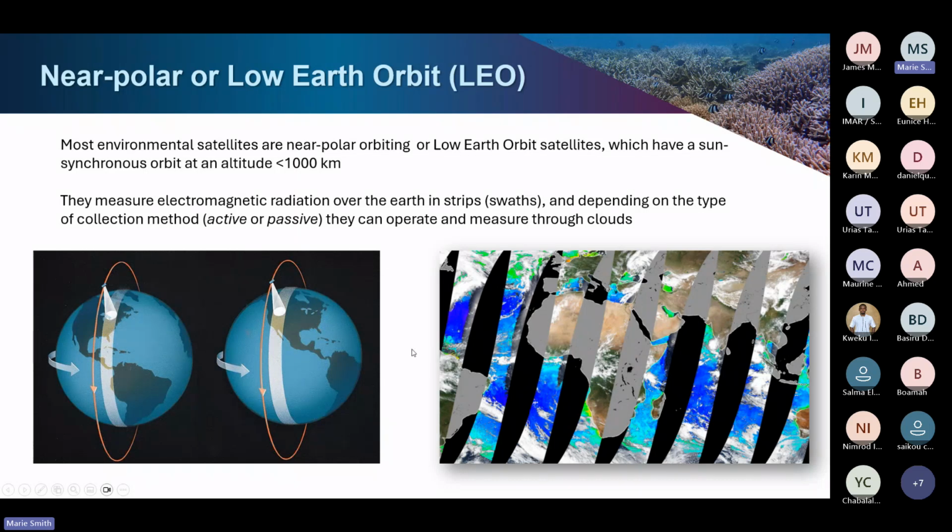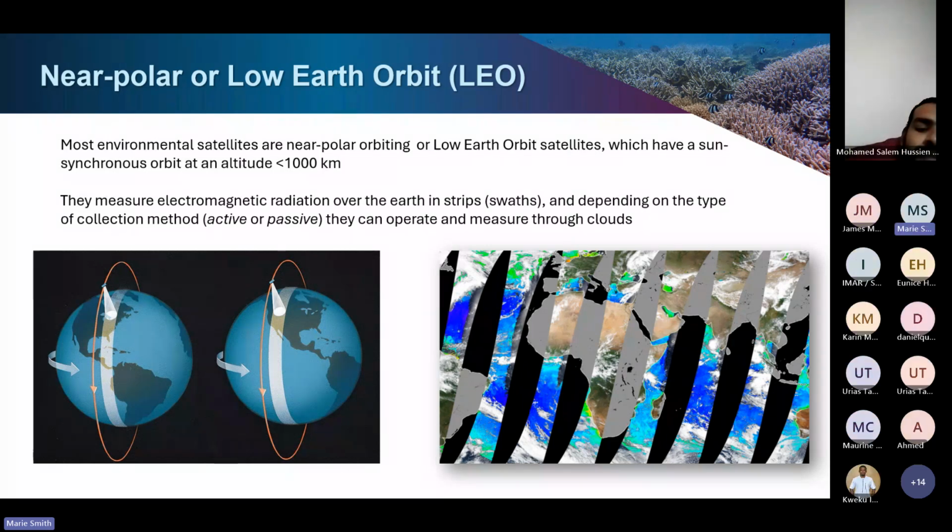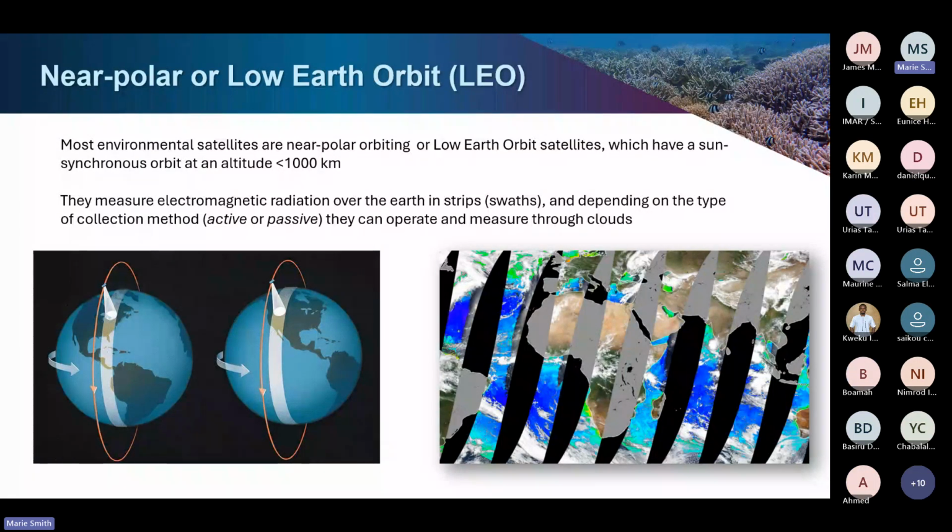It's also important to note that they measure the electromagnetic radiation over the Earth in strips or swaths, depending on their field of view and depending on their mission. So you might find that satellite sensors that need to look at very small features, for instance, on land, if they've got a very small spectral resolution, they might take longer to measure the entire Earth. Whereas for the ocean, a lot of the times the swaths are a lot bigger, so that you can get more frequent measurements of the Earth.